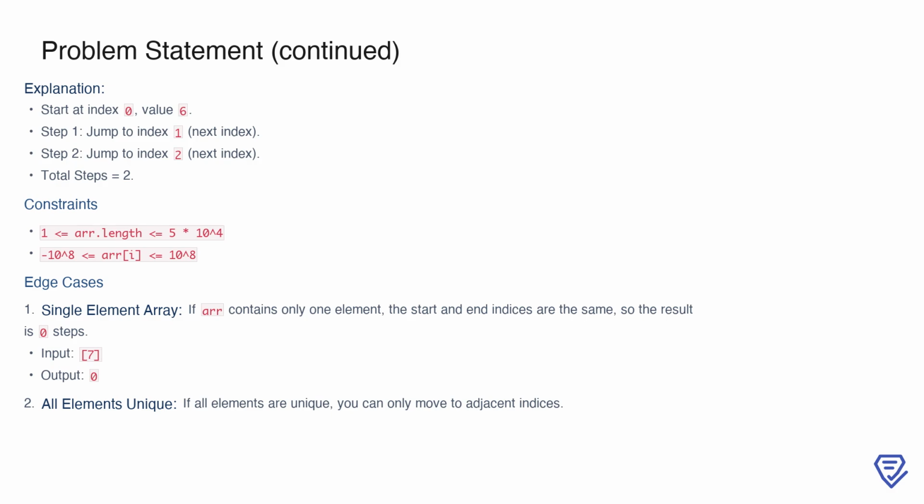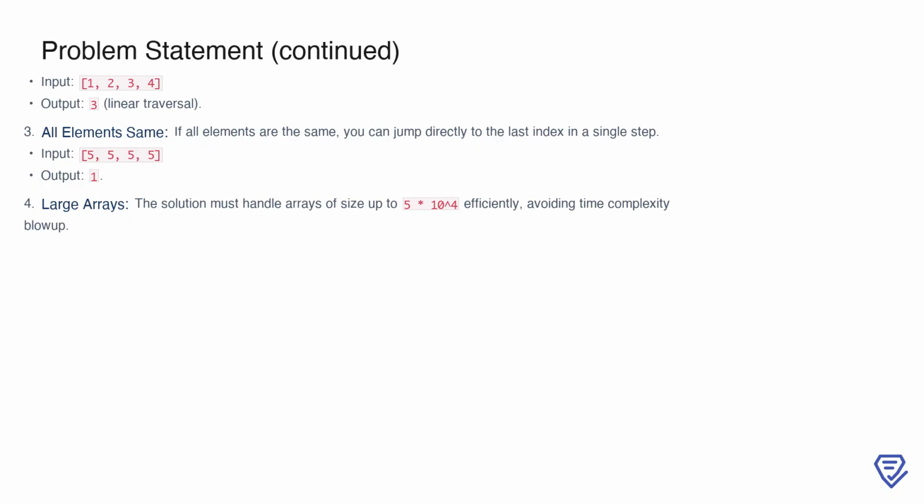In a simpler case, if the input array is ARR equals 6, 1, 9, the output is 2 steps. Here's how it works. You start at index 0, where the value is 6. From there, you make your first step by jumping to index 1, which is the next index. Then, for your second step, you jump to index 2, which is the last index in the array. Since there are no repeated values in this example, you can only move to adjacent indices. This demonstrates how the problem can still be solved even when the array lacks opportunities for value-based jumps, though it may require more steps.